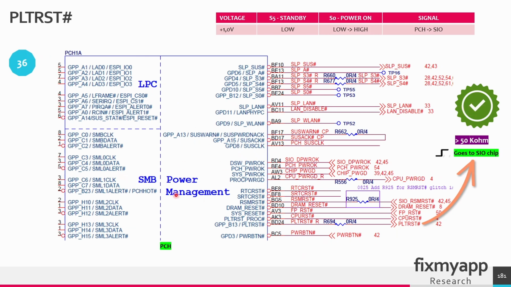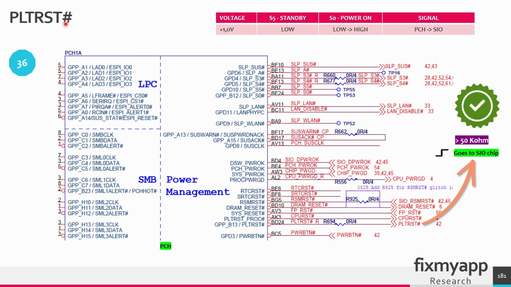This is a PCH chip and there's a pin called platform reset active low signal. It will go through a resistor and from here it will go to the SuperIO chip. This platform reset active low signal is a hardware signal that plays a key role in resetting the platform, including the CPU, chipset and other components.